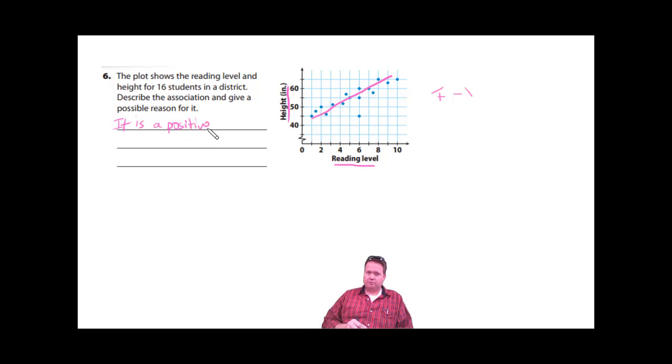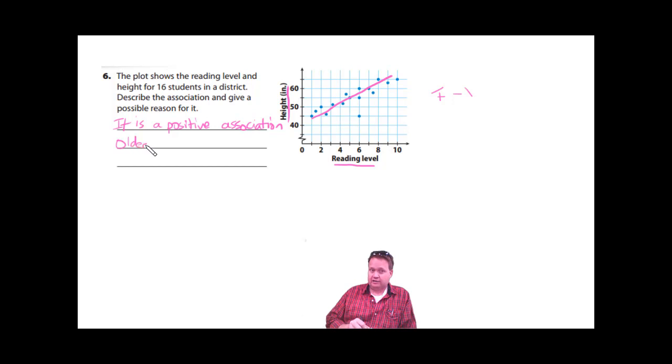And one possible reason, if you guys could probably come up with a good reason on your own, one thing we could say, I guess maybe that taller people are better readers, but that's really not what this graph is showing because we're not talking about very tall kids. This is about 4 feet tall right here. And when we're talking about this, we're talking about elementary school children. And as they get taller, they get older. And as they get older, they probably are in a different grade. And of course, older kids are taller.